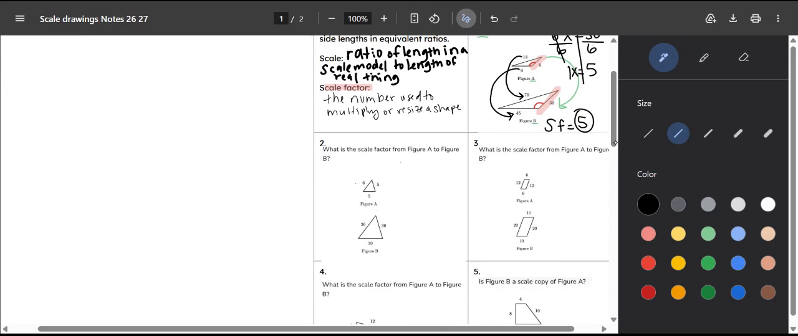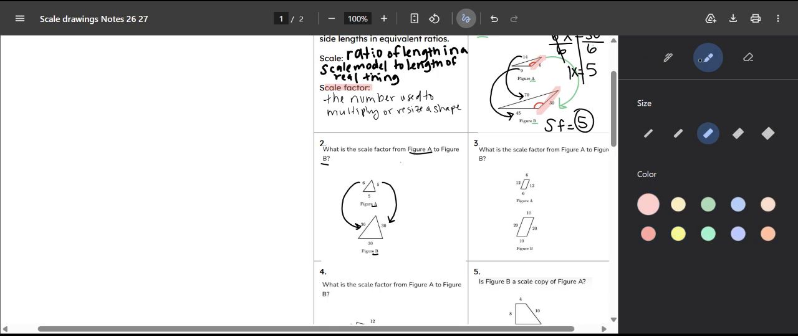Number 2, what is the scale factor from figure A to figure B? So let's make sure we're going from the correct figure to the correct figure. We're going from A to B. I like to draw the lines. We need to find corresponding sides. So I'm going to use this kind of top angle here, this acute angle. It looks like it's the smallest angle. This is the smallest angle.